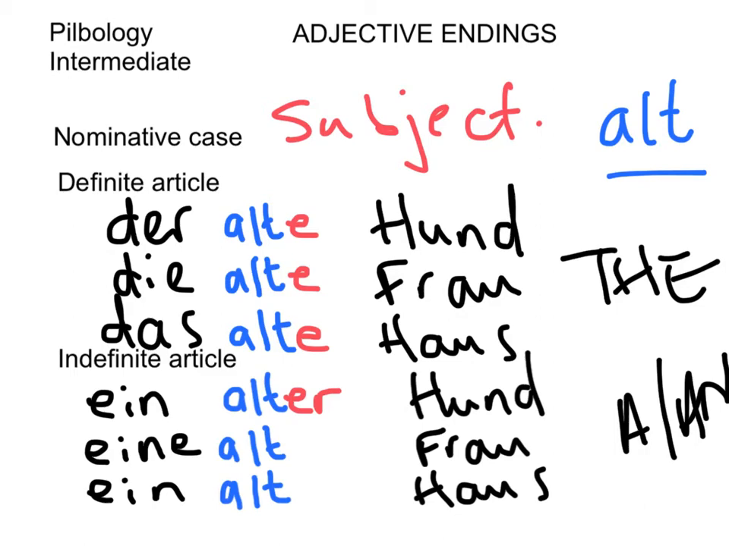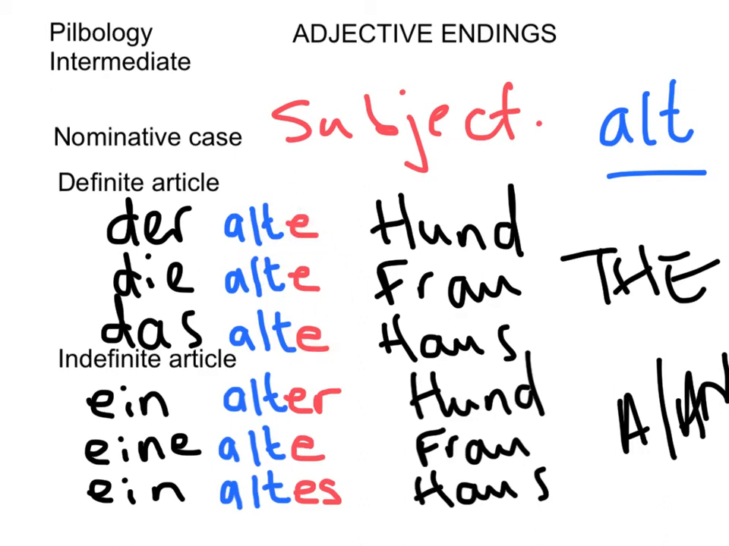Secondly, eine Frau, eine Alte. No change between the definite and the indefinite article. It's always going to be eine Alte. And ein altes Haus. So the difference is these follow in the nominative case. This is the nominative case only.